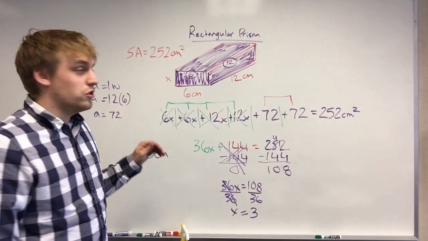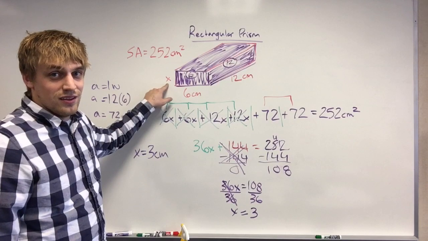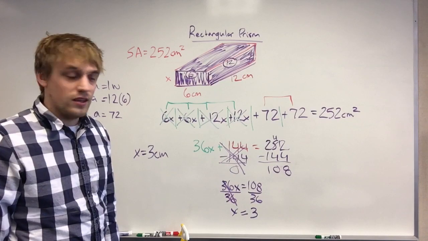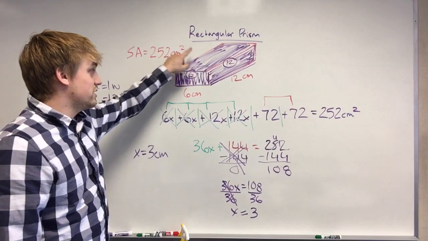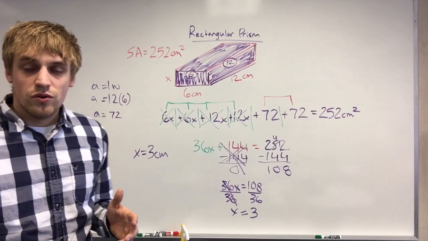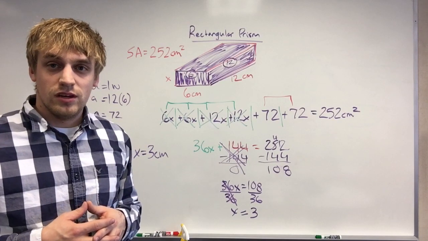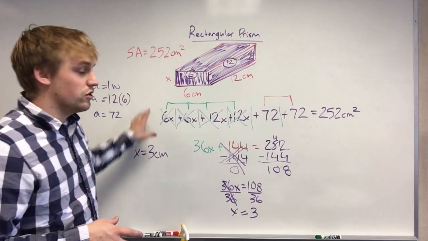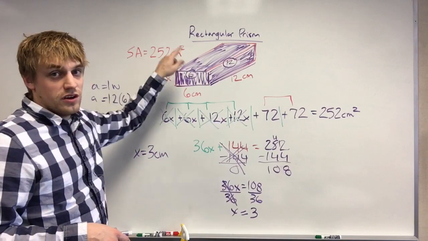So that's how you create an equation to determine the missing length when given the surface area of a rectangular prism. If this was confusing, watch the video again and it will be less confusing. If you have questions, let me know. But this video should help you to determine the missing length when you're given the surface area of a rectangular prism.